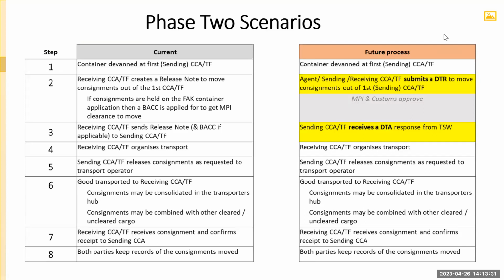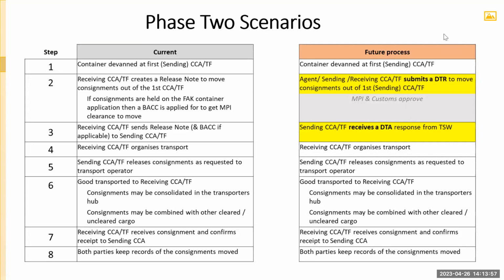So the receiving facility organizes transport. Step 5, the sending CCATF releases consignments as requested to the transport operator. The goods are transported to the receiving CCA, and then the receiving CCATF receives the consignment and confirms receipt to the sending CCA facility, and both parties keep records of the consignments that have moved.